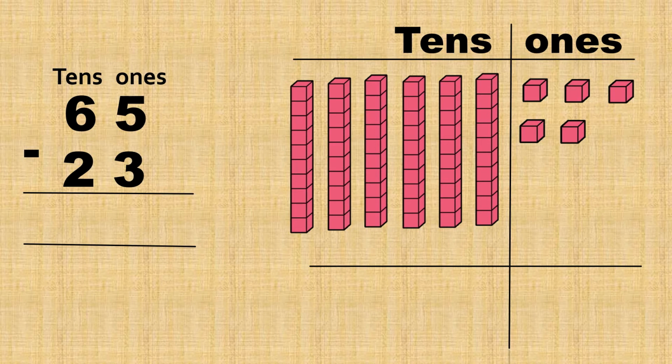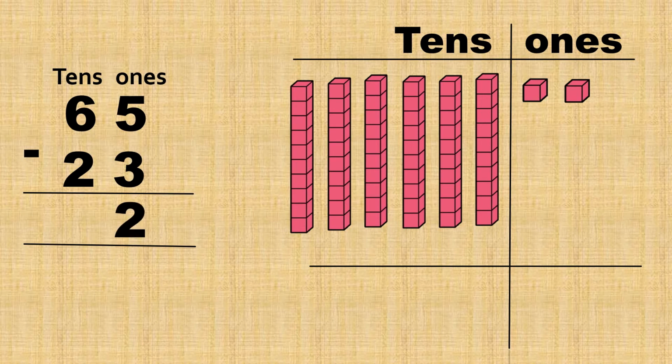Let's begin subtraction from ones place. We must subtract 3 from 5. That is, take away 3 from 5. Let's take away 3 ones block from 5 ones block. So we have 1, 2, 3. So we are left with 2 ones block. So 5 minus 3 is equal to 2.